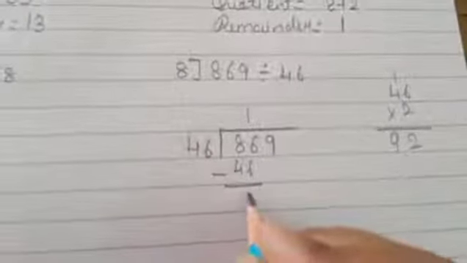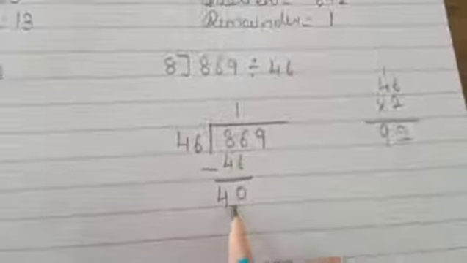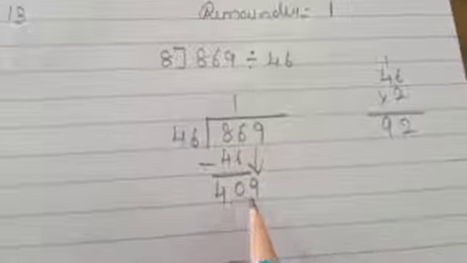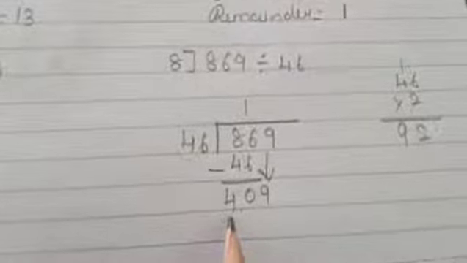Now 6 minus 6 is 0. 8 minus 4 is 4. So it will become 40. So 40 is smaller than 46. We are not able to divide. So we will carry down this 9. It will become 409. Now we have to see in the 46 table when 409 will come.